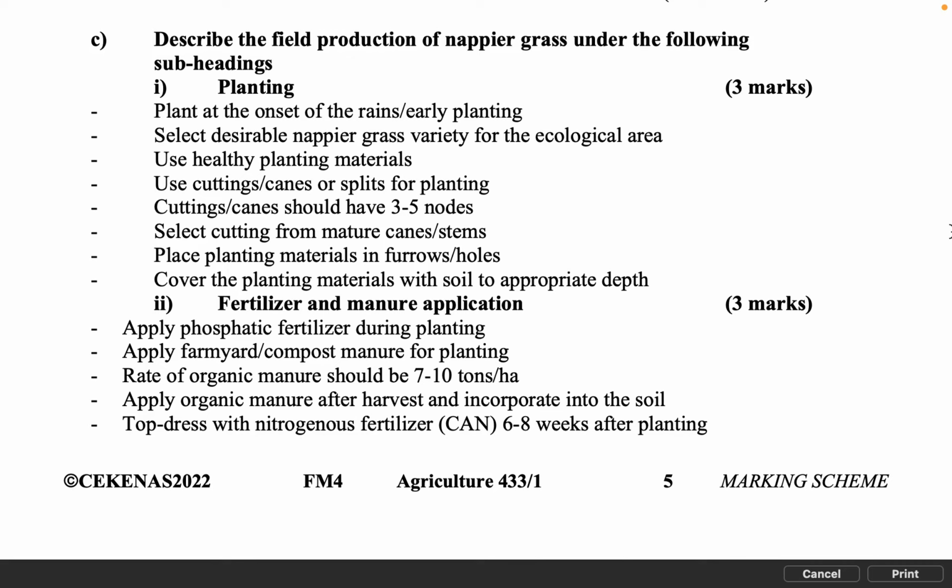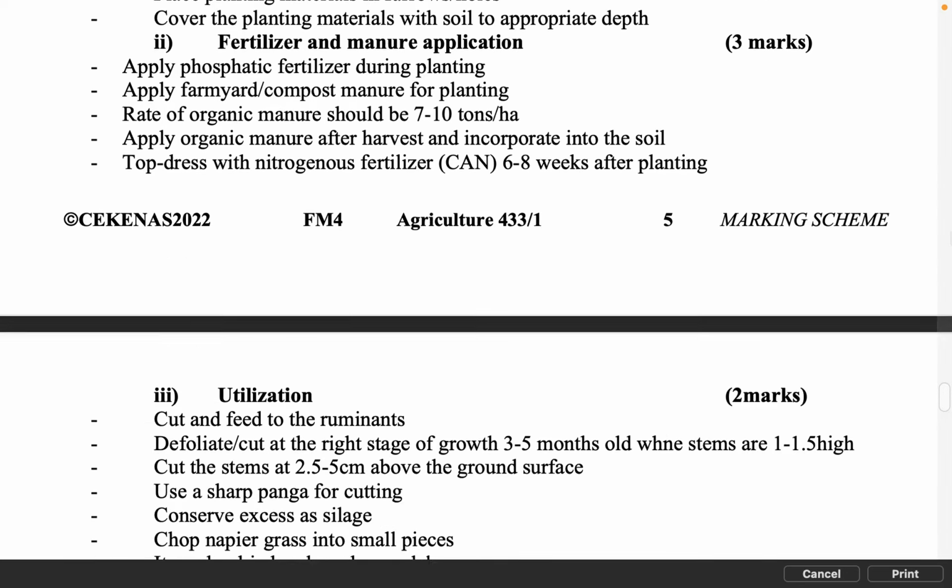Place planting materials in furrows or holes. Cover the planting materials with soil to appropriate depth. Fertilizer and manure application. 3 marks. Apply phosphatic fertilizer during planting. Apply farmyard compost manure for planting. Rate of organic manure should be 7 to 10 tons per hectare. Apply organic manure after harvest and incorporate into the soil. Top dress with nitrogenous fertilizer, CAN, 6 to 8 weeks after planting.